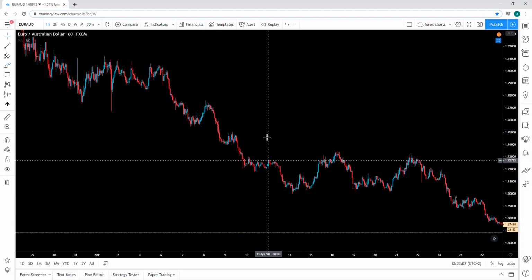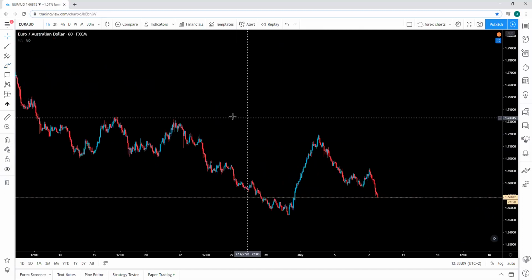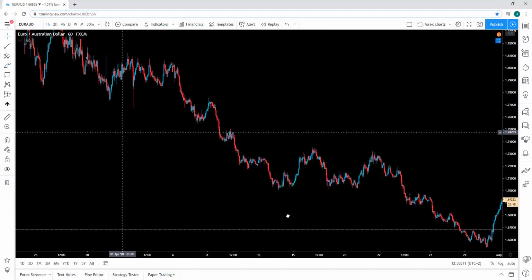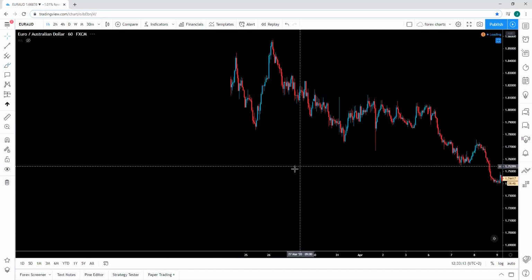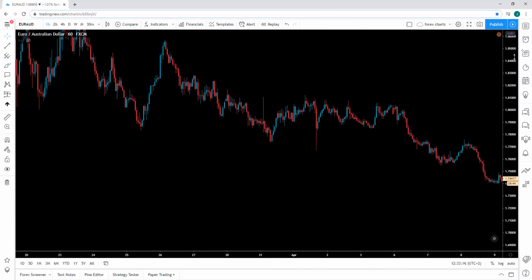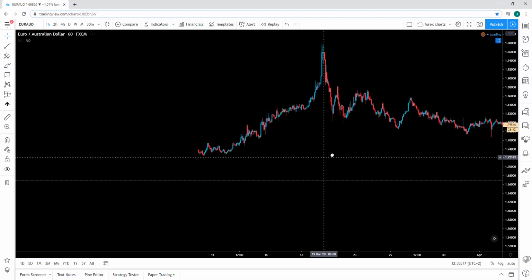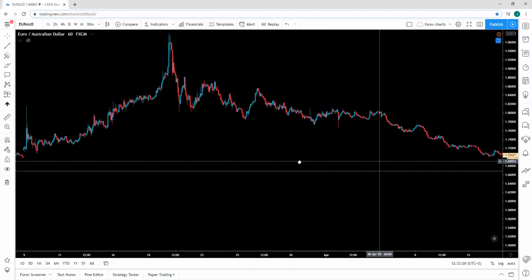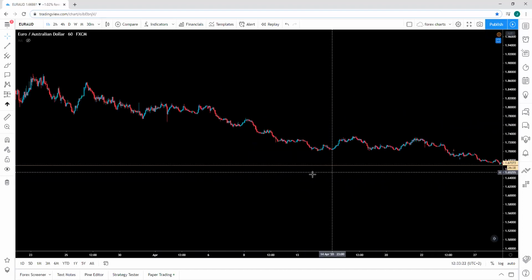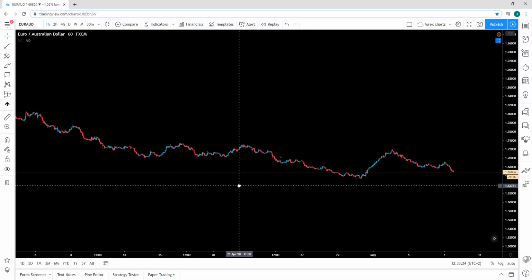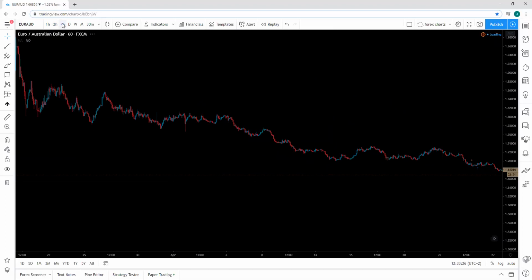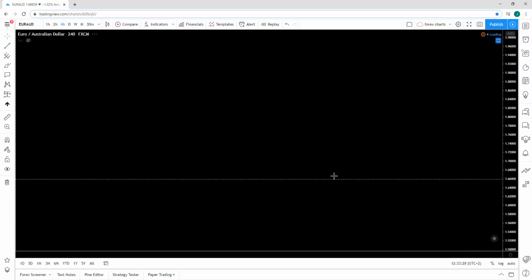The second way is if you see a nice flag. Let's just go and see if we can. There's so many flags here actually. I just want to show you guys the nicest one I can find. Let's go to a different time frame. Let's go to the 4 hour. Just bear with me here.